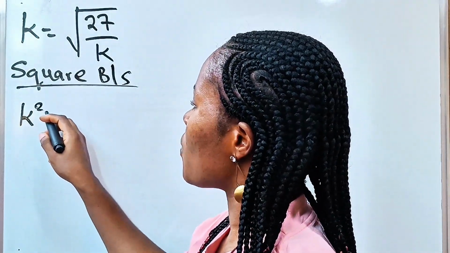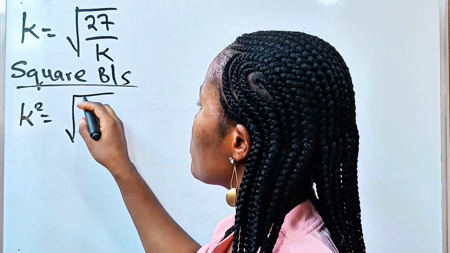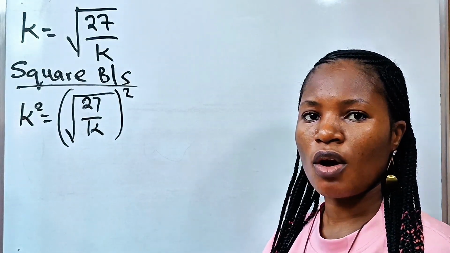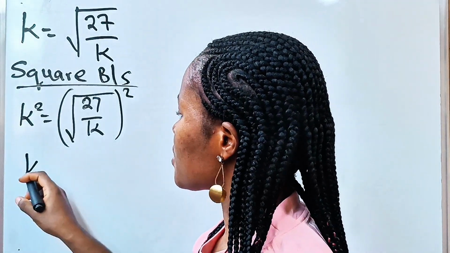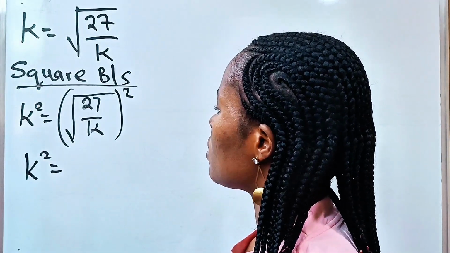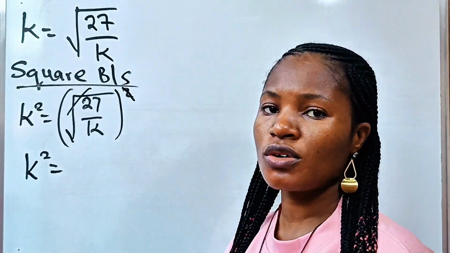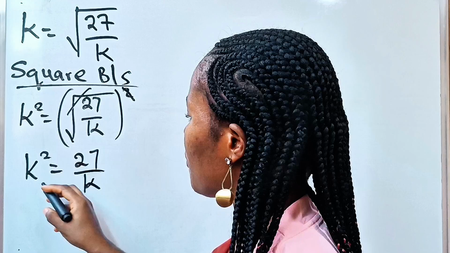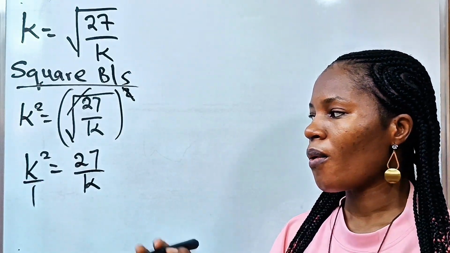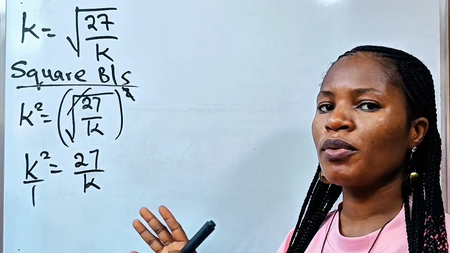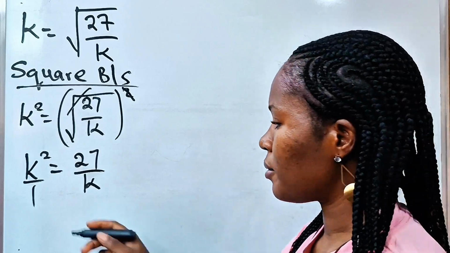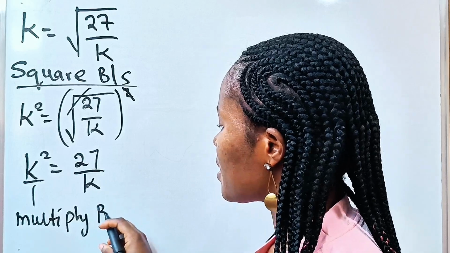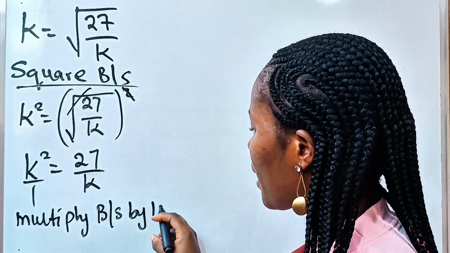So we're going to have k squared is equal to the square root of 27 divided by k, all squared. All right, now we have k squared is equal to, your square will now cancel your square root sign and you are left with 27 divided by k. All right, now at this point, let's multiply both sides of the equation by k.